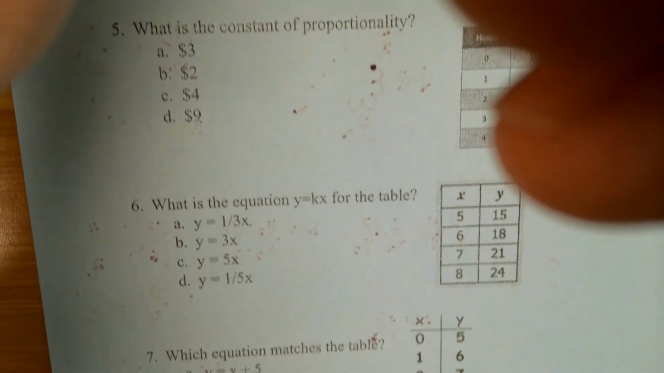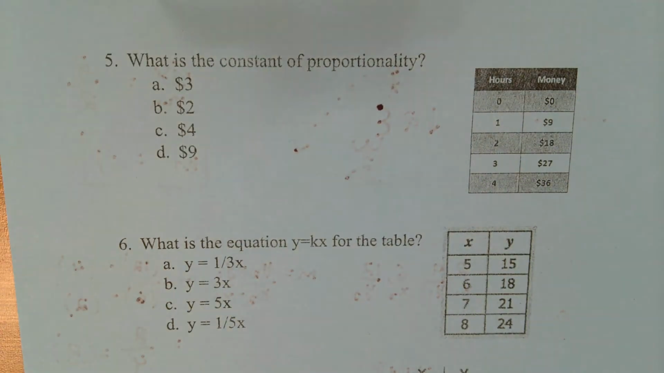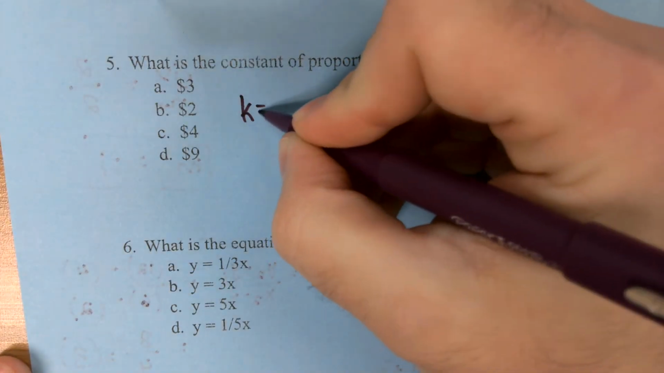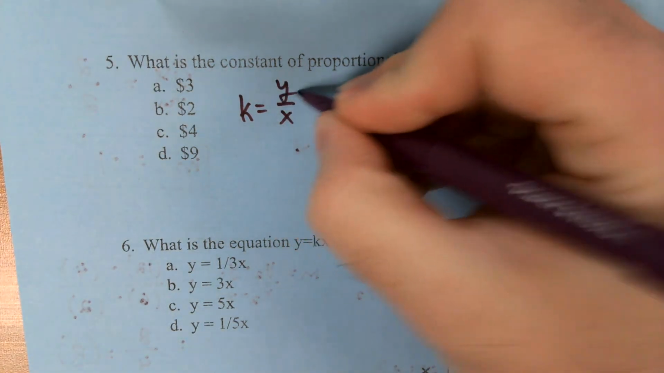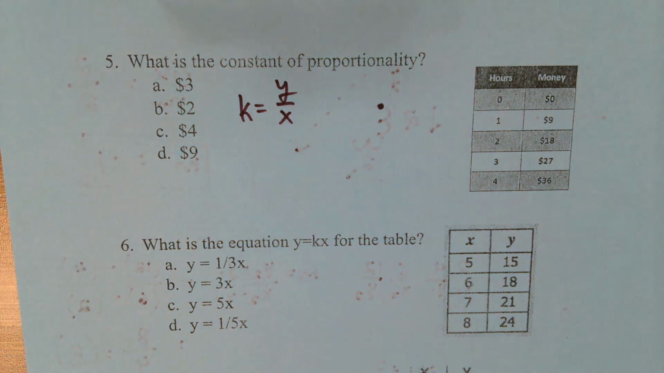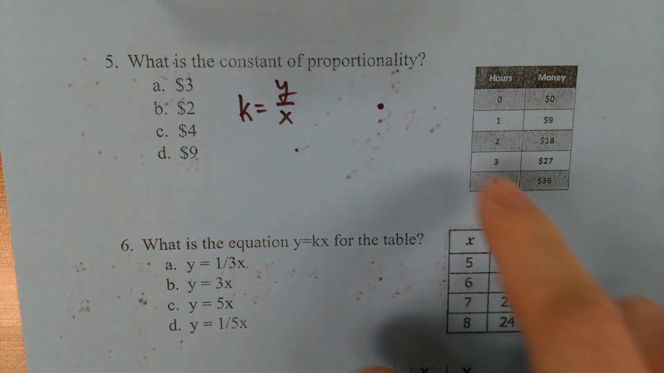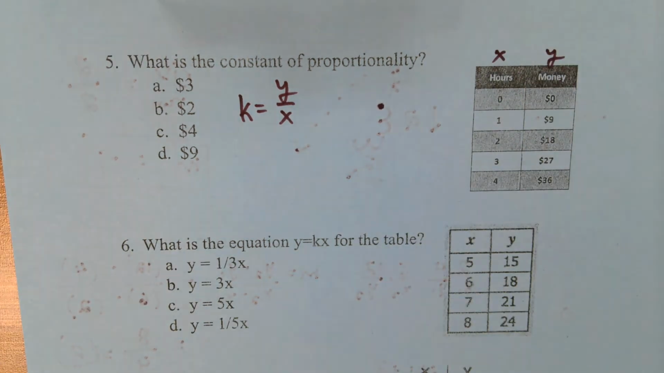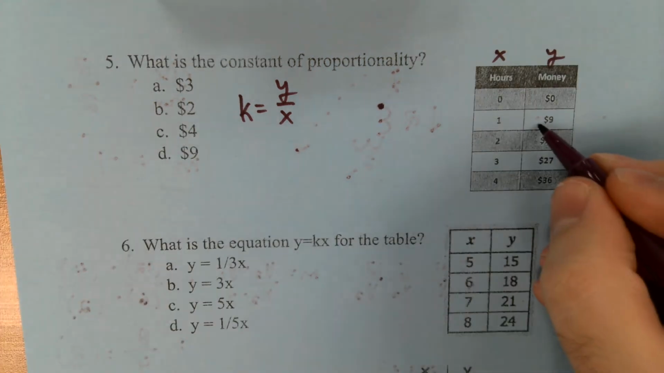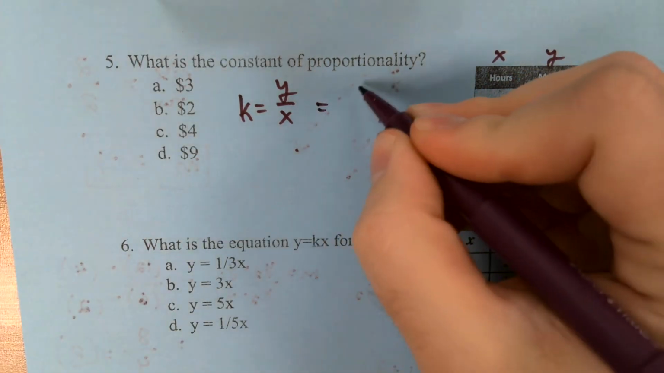To number 5. Now we're looking for the constant of proportionality. What's the formula to find the constant of proportionality? Does anyone remember? K equals what? X, K equals x. Very close. It's something over x. Y over x. Y over x. K equals y over x. Right? So here's our x. Here's our y. We take our y over our x.